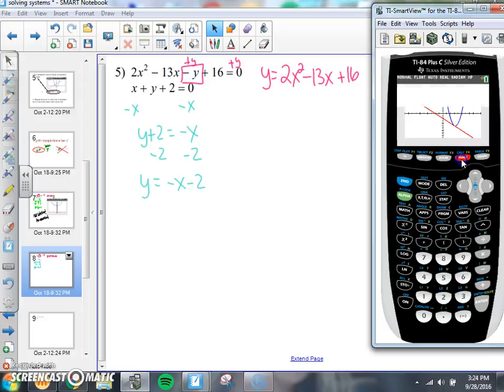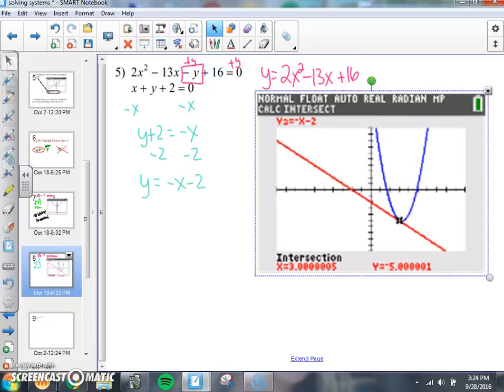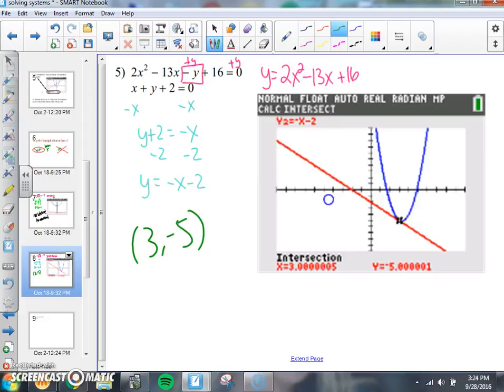Okay, second, trace, 5 for intersect. I need to get my cursor as close to the intersect as possible. There it is. And push enter 3 times. 1, 2, 3. All right, and it is intersecting at the point of 3, negative 5. Right? Don't let those decimals scare you. This point is at exactly 3, negative 5. So we have one solution, and it is at the point 3, negative 5.